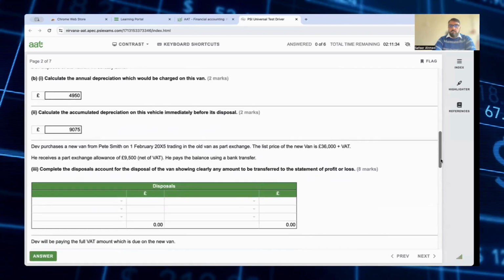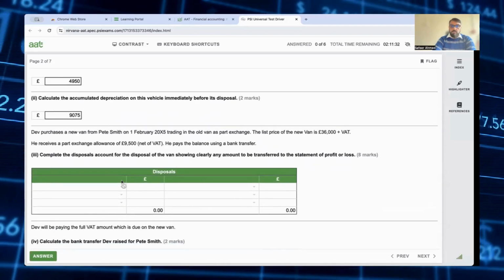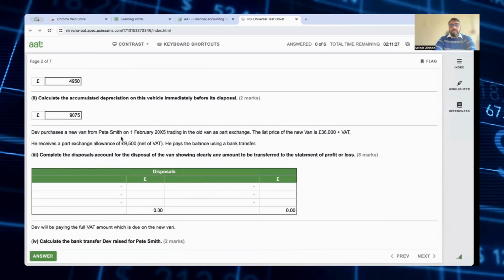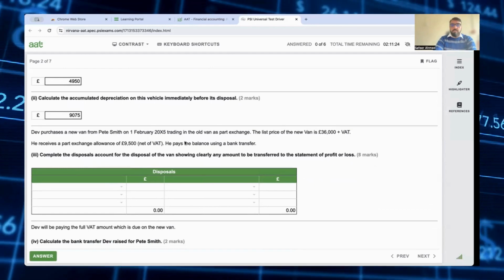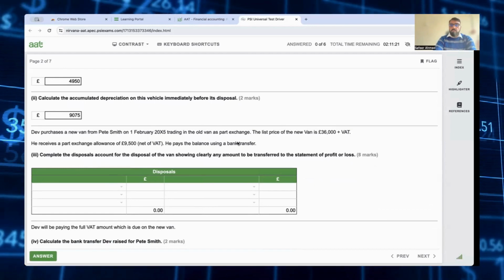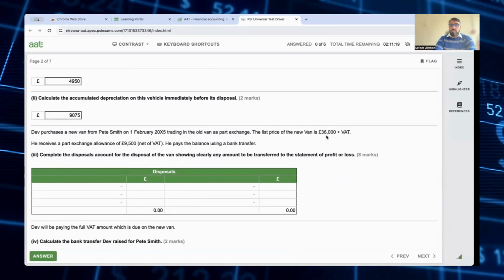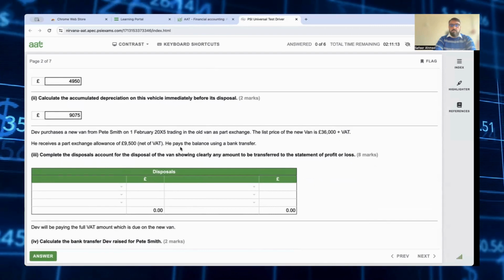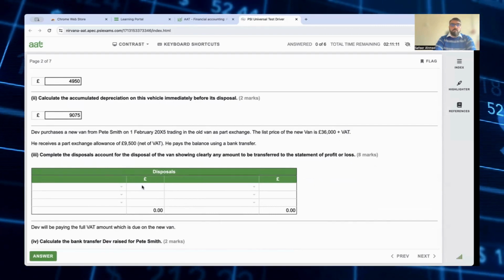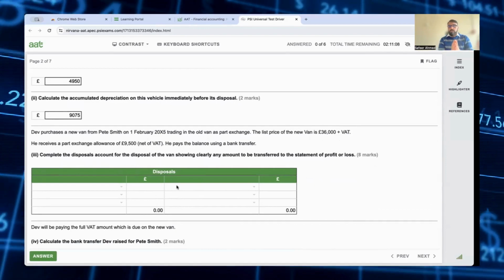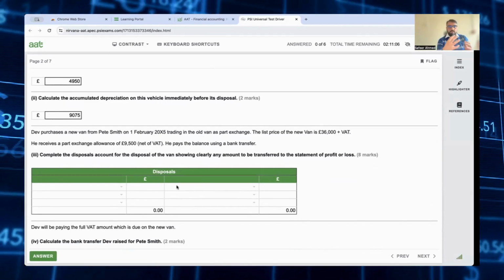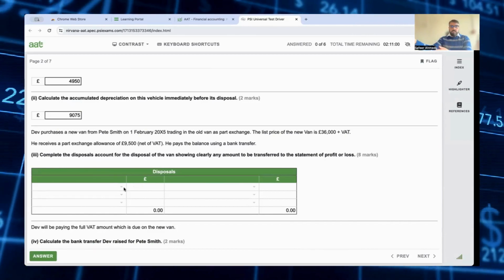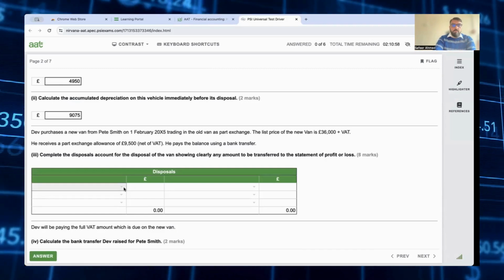Okay. The next part of this task is about disposal. So Dave purchases a new van from H. Smith on 1st of February 2015, trading in the old van as part exchange. The list price of the new van is 36,000 plus VAT. He receives a part exchange of 9,500. Now, what you need to know is what goes where. So when we remove the asset which is disposed of, remember that it is asset at cost account credit and disposal account debit. So we'll be recording that here.